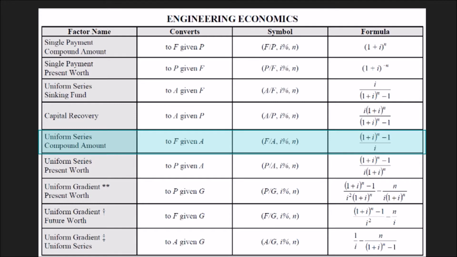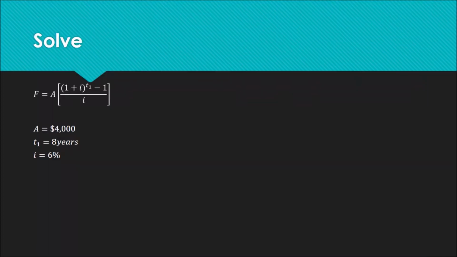For part 1, for the first 8 years, we're going to be using the uniform series compound amount and solving for F. And then for the second part, we're going to be using the single payment compound amount and again solving for F, using F from the first part as P. So this is how we're going to solve it.